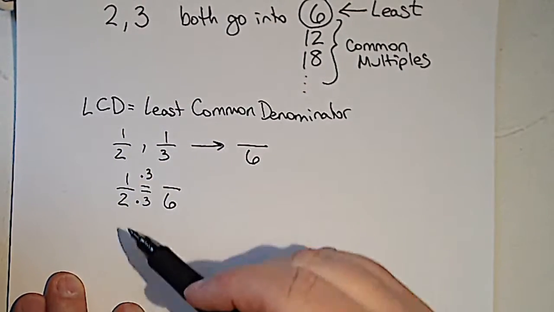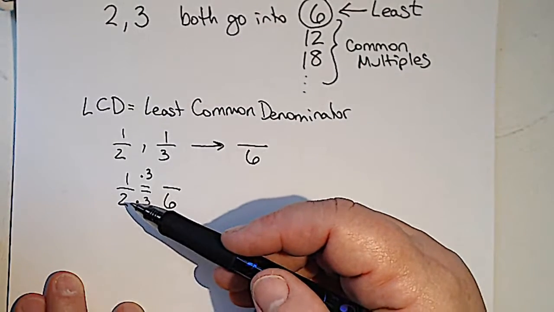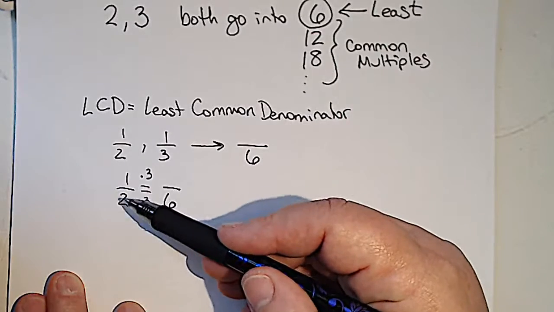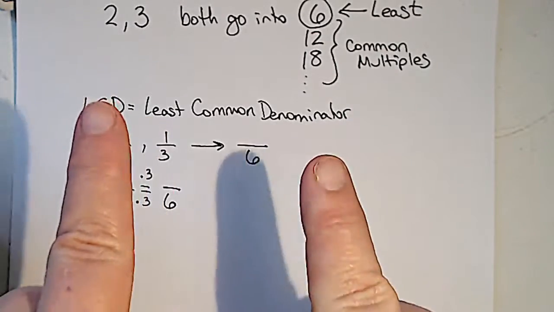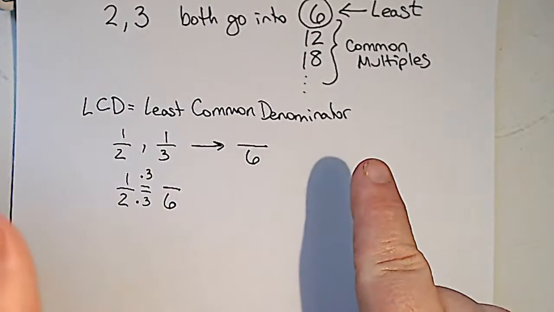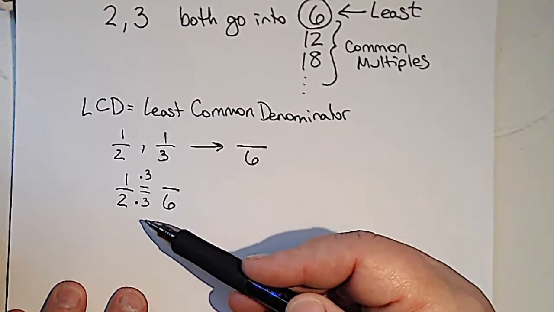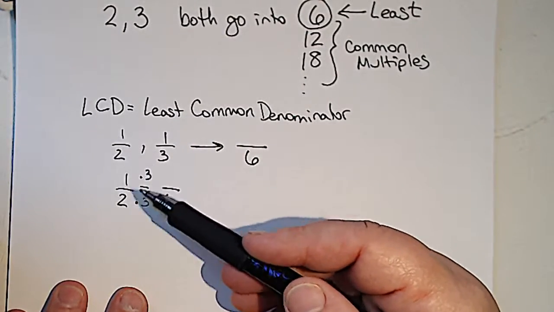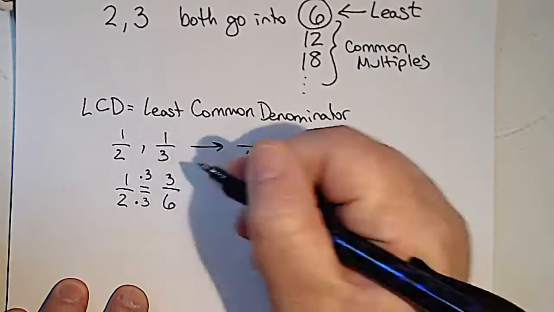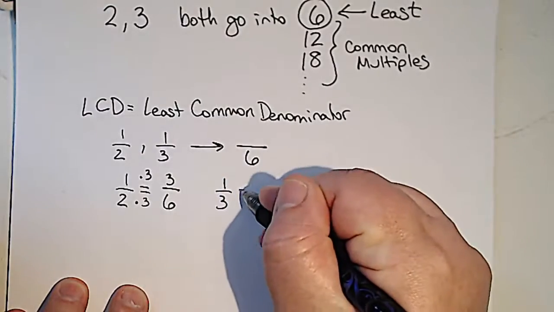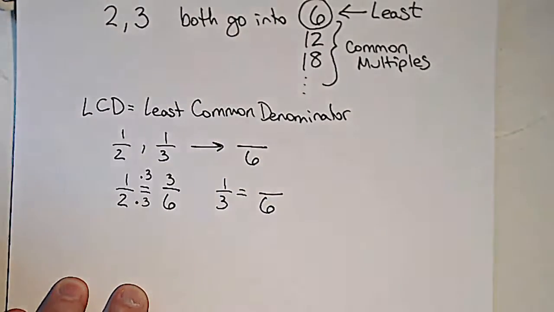Here's the thing. Fractions are a lot like equations. Fractions, though, balance top to bottom. You know how in equations, you have to do the same thing on the left and the right? In a fraction, you have to do the same thing top to bottom. That's their balance, top to bottom. So 1/2 is really 3/6. 1/3, let's convert it to sixths.